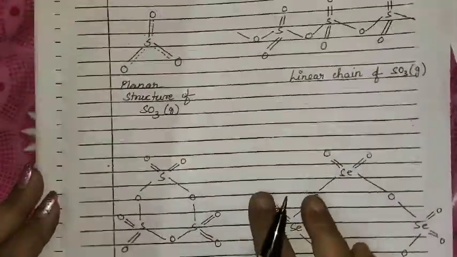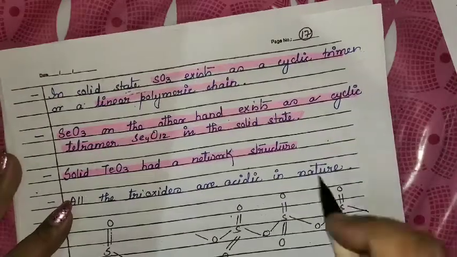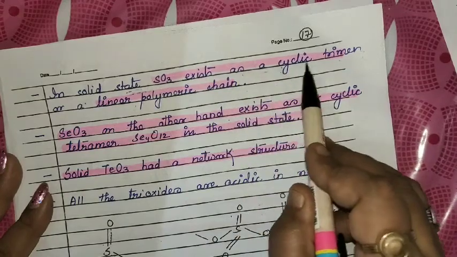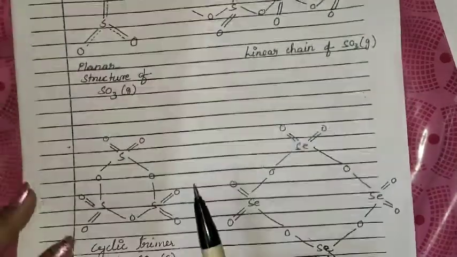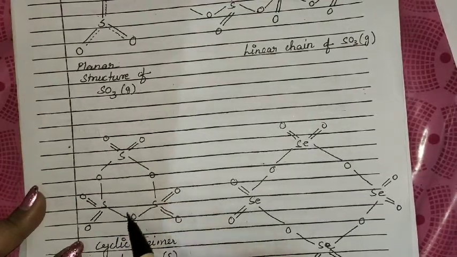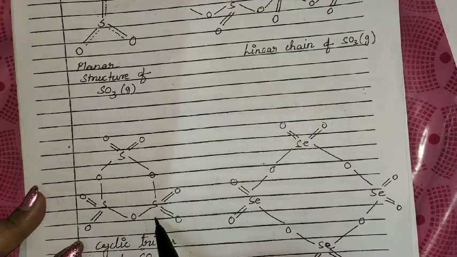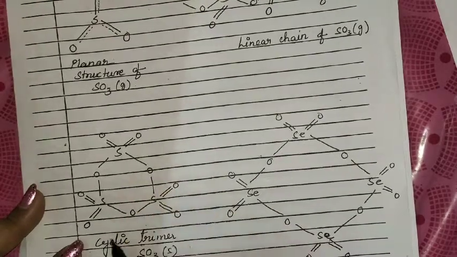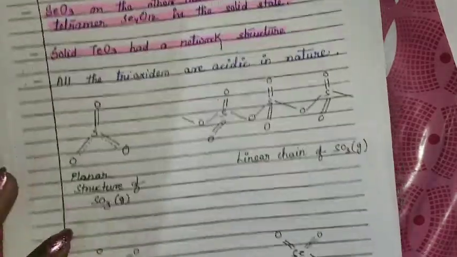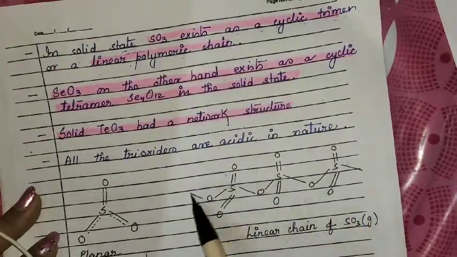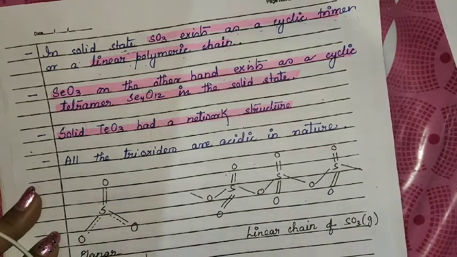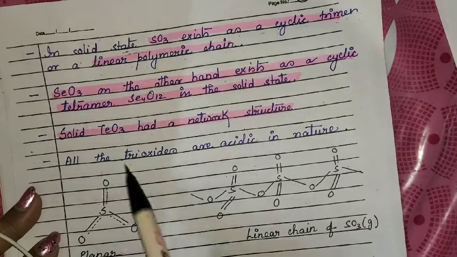If we go about the structure, in solid state, SO3 exists as a cyclic trimer. We can see here the structure. This is the cyclic trimer. Three molecules of SO3 are joining together, hence it is known as a trimer. Or there is a linear polymeric chain. So this is the linear polymeric chain of SO3 molecule. This is the planar structure of SO3 molecule.